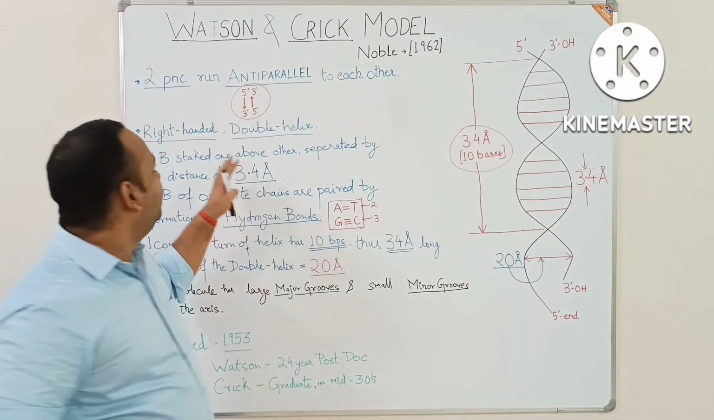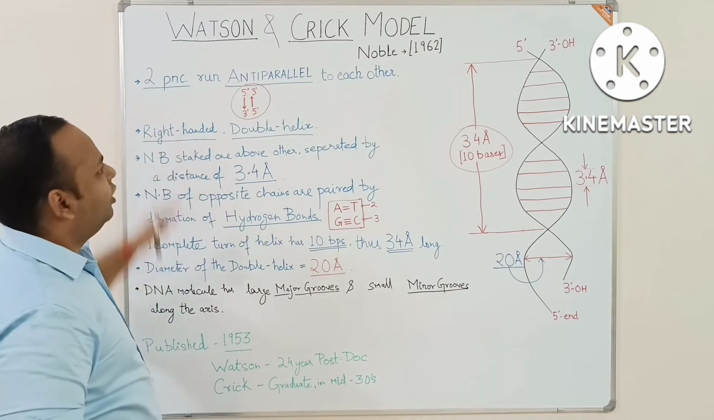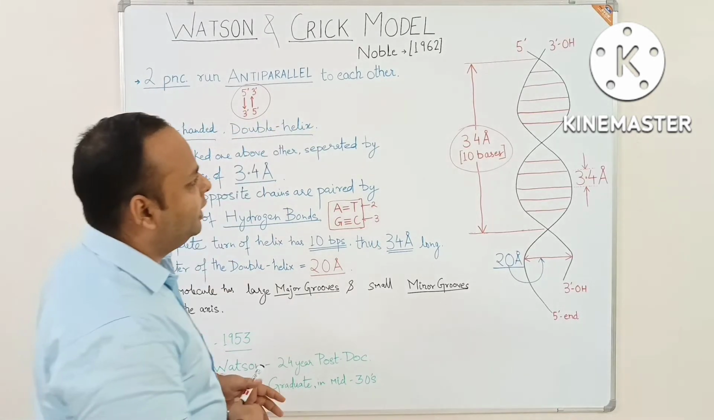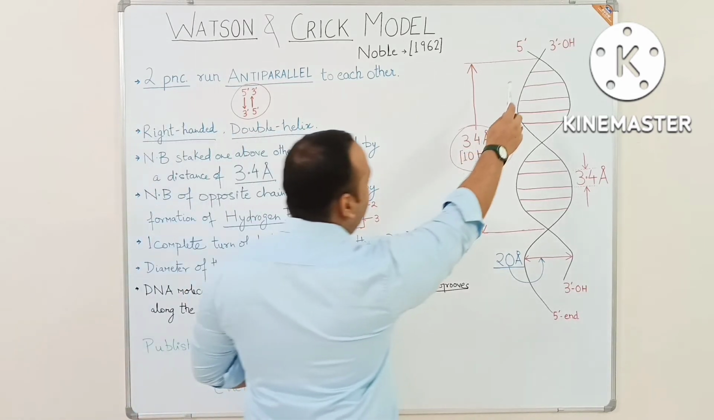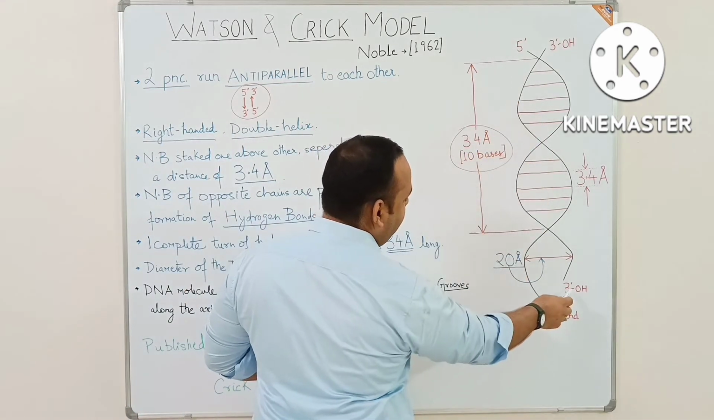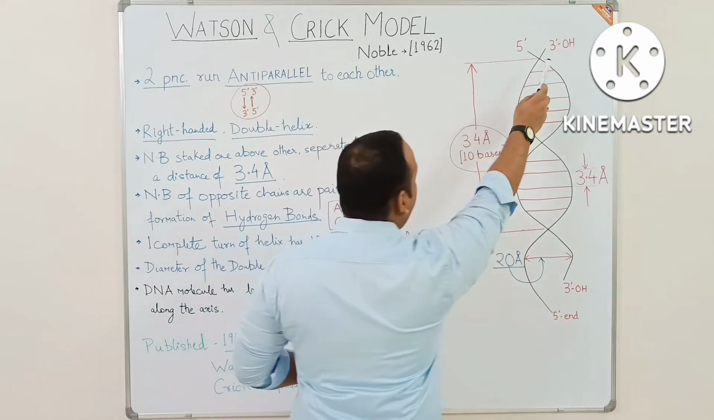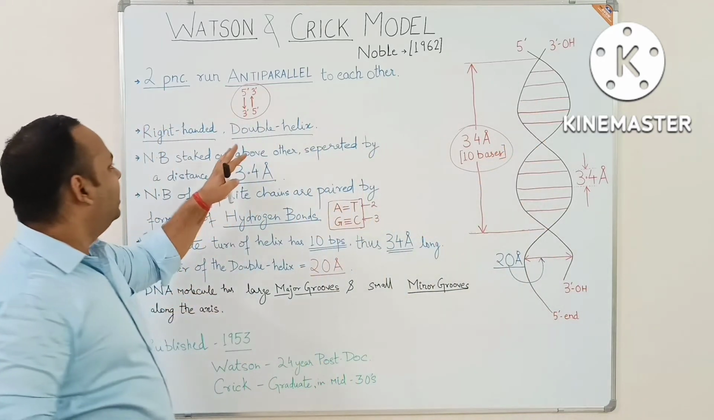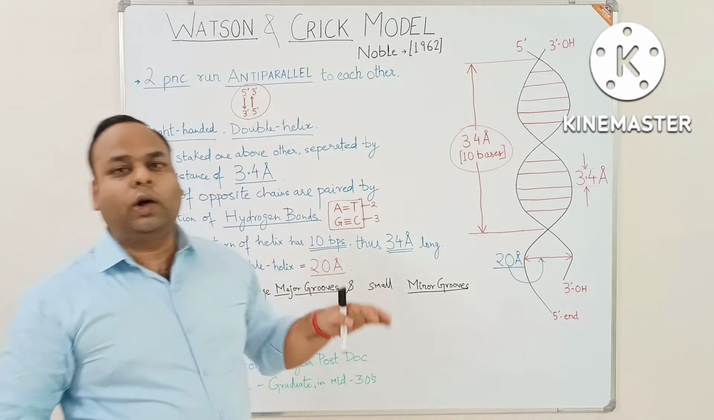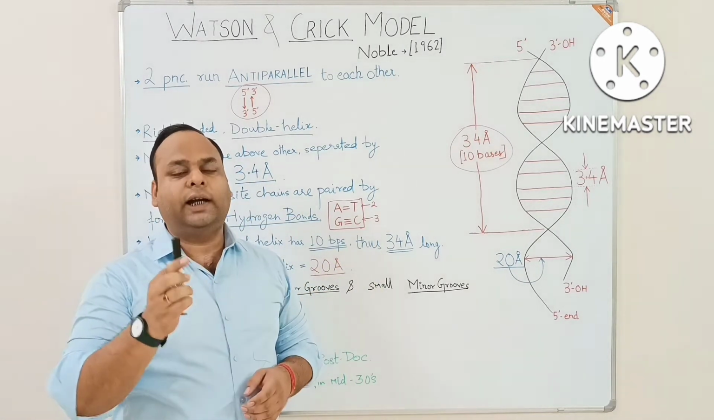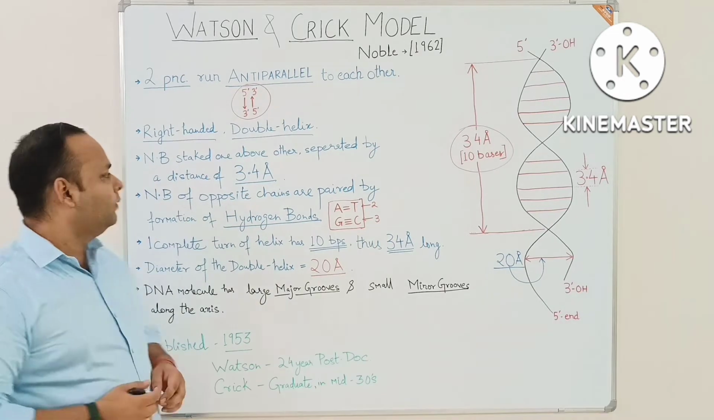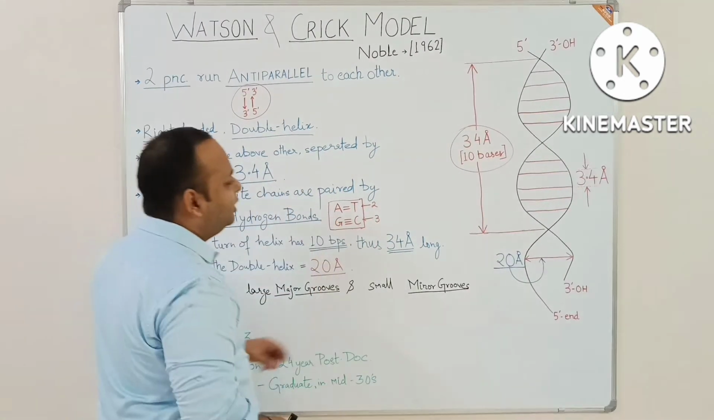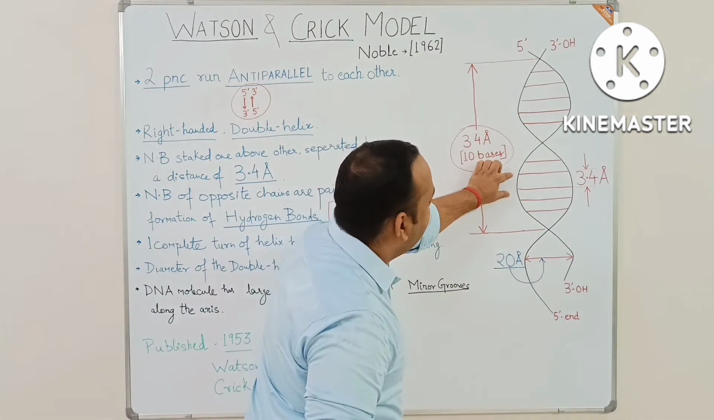Some of the salient features of this model are: two polynucleotide chains run anti-parallel to each other. That is, if one chain is in 5' to 3' orientation, the other would be in 3' to 5' orientation. It is a double helix which is coiled around the central axis in right-handed fashion. The nitrogen bases are stacked one above the other. These are separated by a distance of 3.4 angstrom.